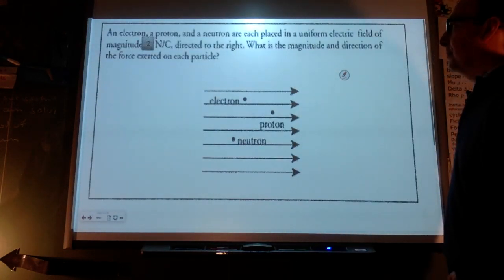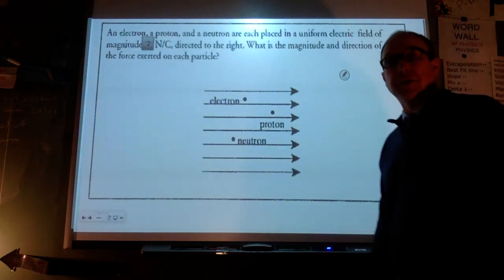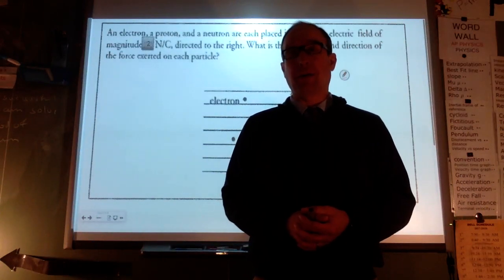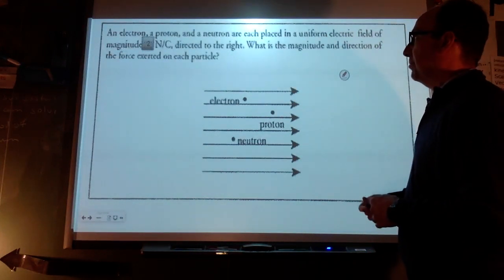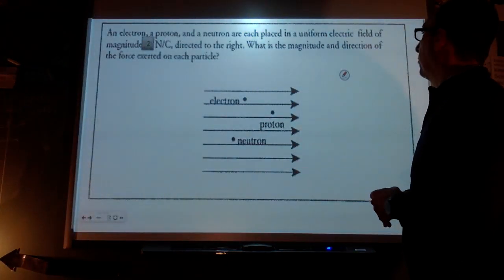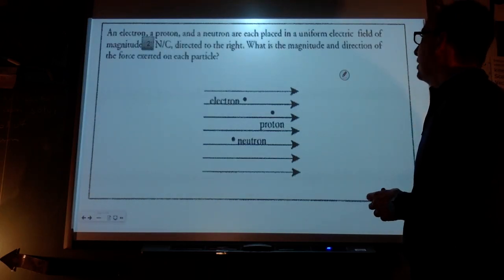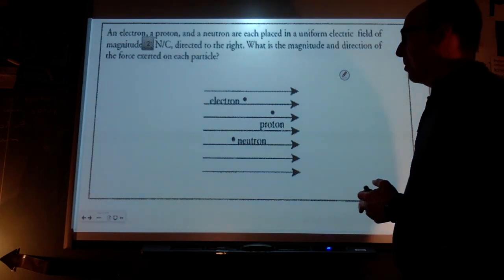All right, uniform electric fields, where the electric field is the same everywhere, which is actually what's going on inside of a capacitor and inside of a cathode ray tube. So an electron, a proton, and a neutron are each placed in a uniform electric field of 2 newtons per coulomb directed to the right. What is the magnitude and the direction of the force exerted on each particle?